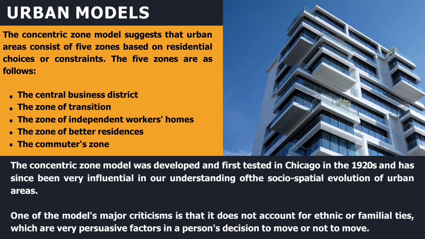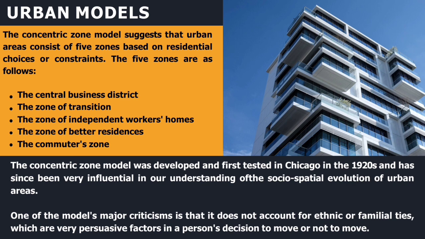The third zone is called the Zone of Independent Workers' Homes, which is composed of modest older houses occupied by working-class families, in which a large percentage of the families rent but some own their houses. The fourth zone is the Zone of Better Residences, which contains the newer and more spacious housing. This zone is inhabited by the middle class, and the houses are mostly owned and not rented.